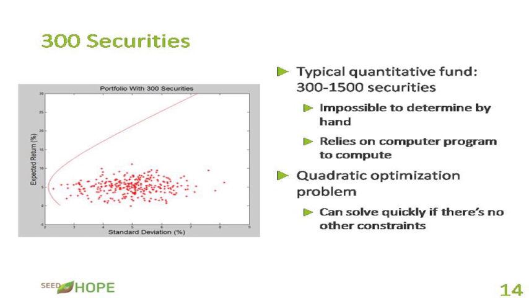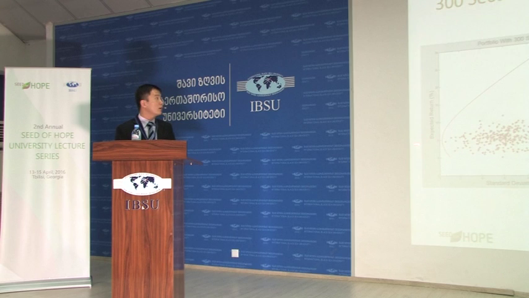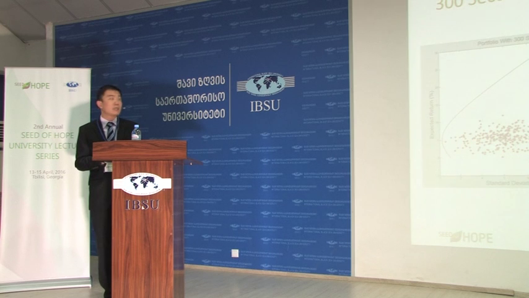And this is impossible to determine by hand. You need a computer program to compute this. The typical quantitative fund usually invests in 300 all the way to 1,500 securities. It is not possible to come up with your own curve; you rely on a computer program to do this. The traditional investment managers that I know sometimes invest in 20, 30, or some ambitious ones might have 50 securities, but they're not going to be able to do 300 like this.